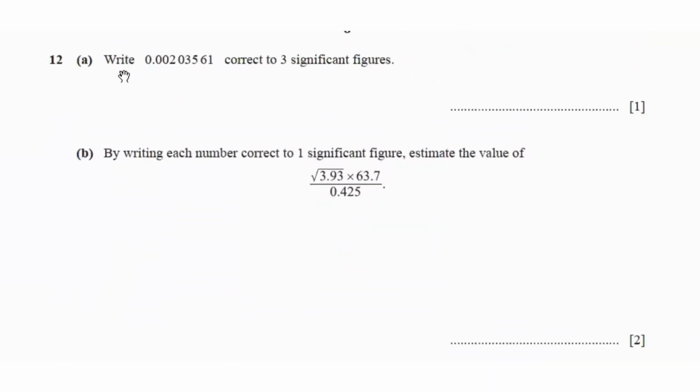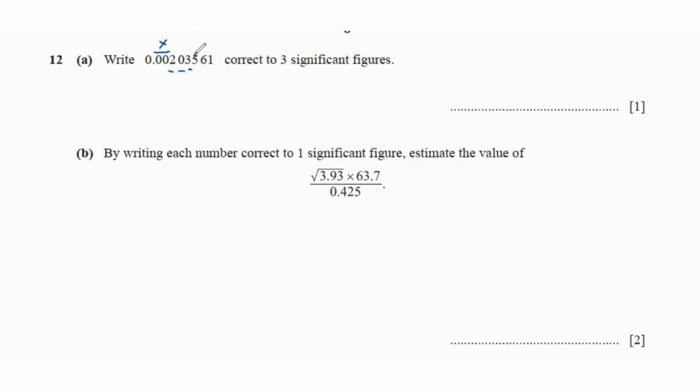Then question 12 says 0.002035561, correct to three significant figures. So for three significant figures, remember that in a decimal, the zeros before the first non-zero digit are considered non-significant. So these aren't significant. Our significant numbers begin from 2. So 1, 2, 3. So 203 are the first three significant figures.